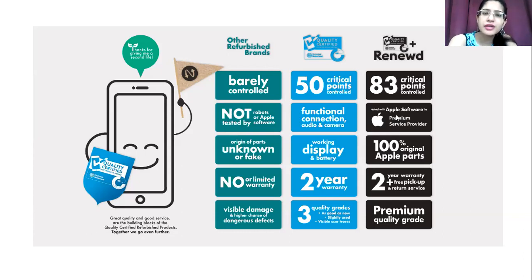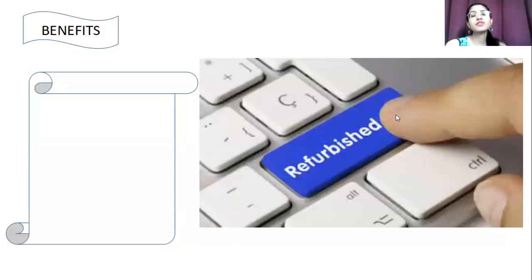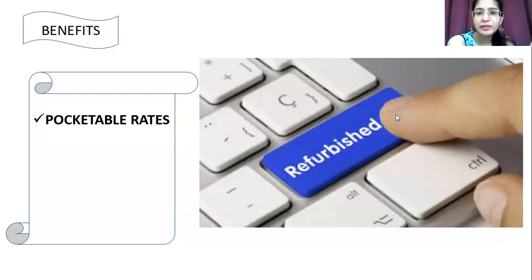Now, talking about the benefits of these products, let us talk about the benefits of having a refurbished product. So when we talk about benefits, the first point comes out to be the pocketable rates. Now, when we talk about pocketable rates, what does this pocketable rate mean? It means that the refurbished products or the pre-owned gadgets have come up with rates which are not going to cost your pocket at all. Yes, the rates are going to be very cost effective.